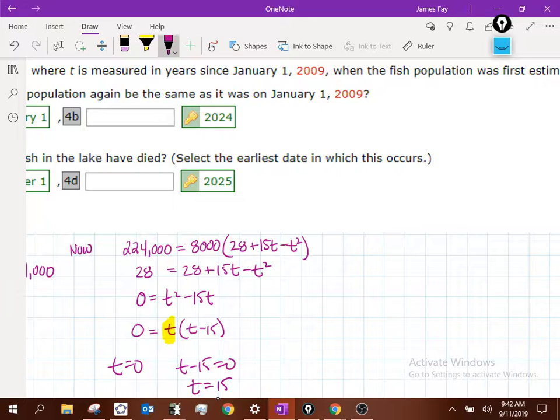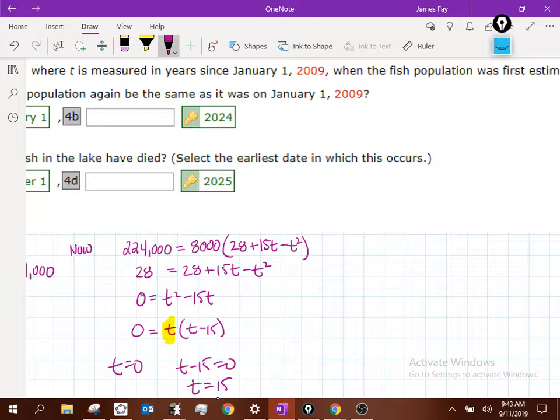Now, says, what is then the date? Well, if 2009 was the initial time, 15 years later would be 2024, right? Okay. So take 2009 plus that 15, you get 2024. It would be January 1st that happens on. Okay?